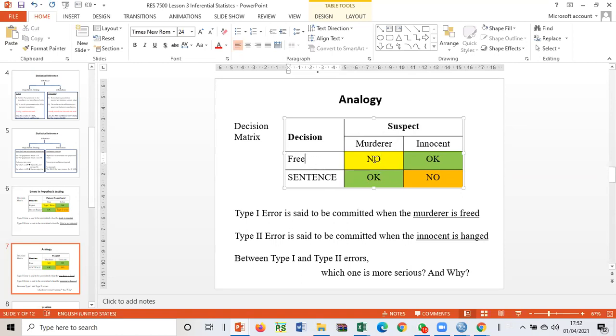You free the murderer. Is it by mistake? Yes. The judge frees the murderer. Is it by mistake? Yes, it would be a mistake. It could be a mistake. Mistakenly free the murderer. Or is it erroneously free the murderer?